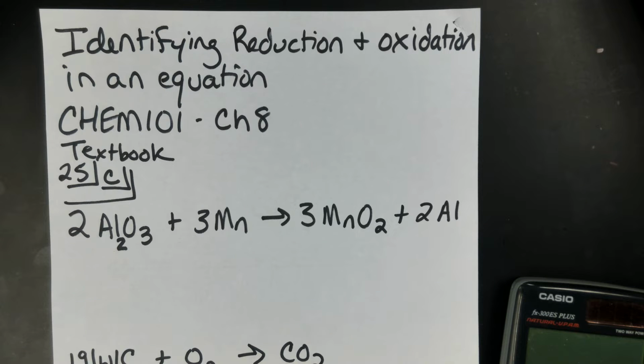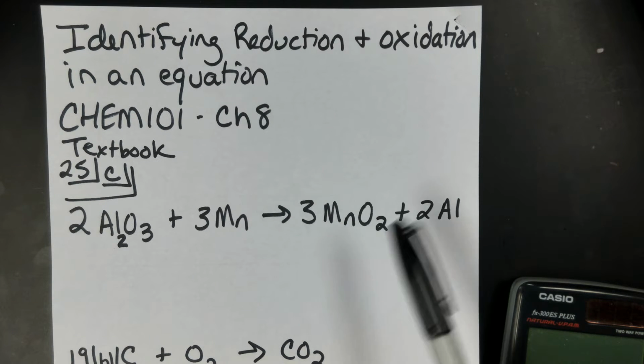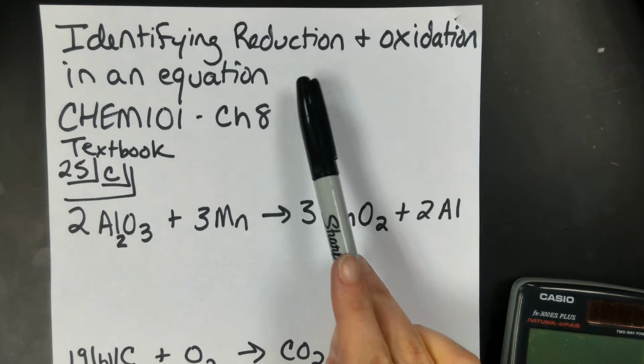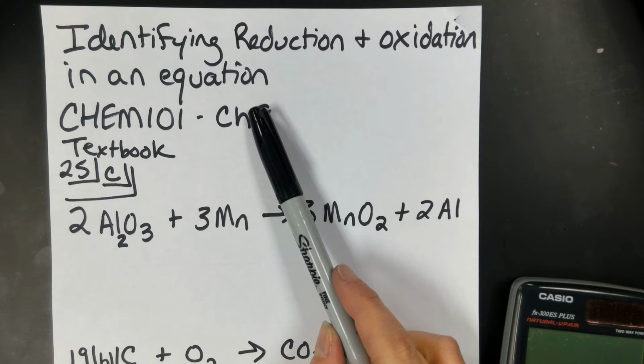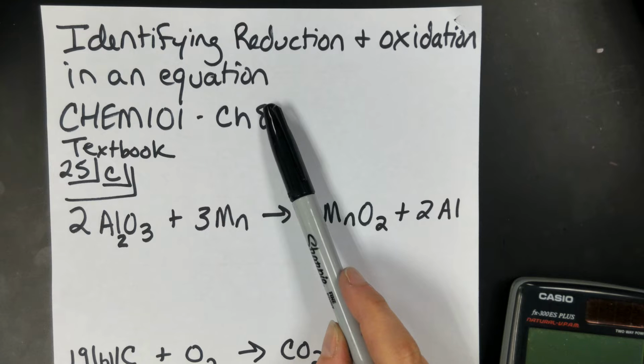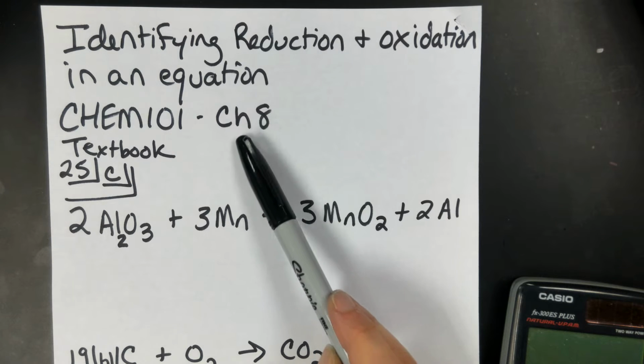Hello, hello. So, for this video, we are going to practice a couple different things. We're not only going to be able to identify the reduction and oxidation in an equation, like what is being reduced, what's being oxidized. We're also going to talk about which one's the reducing agent and oxidizing agent. So we're going to do a few things in this video.